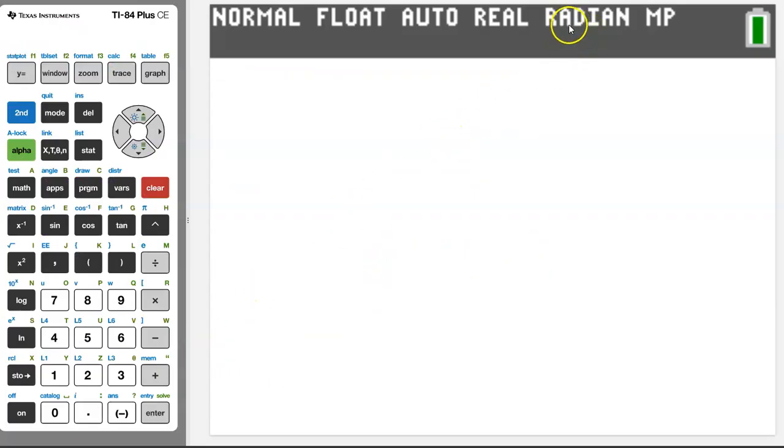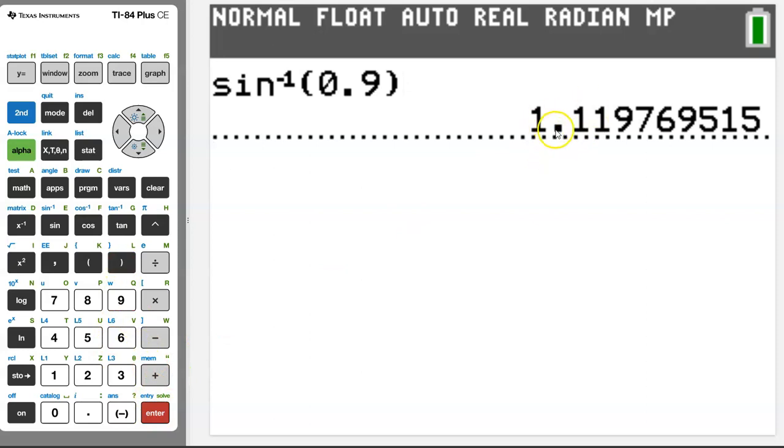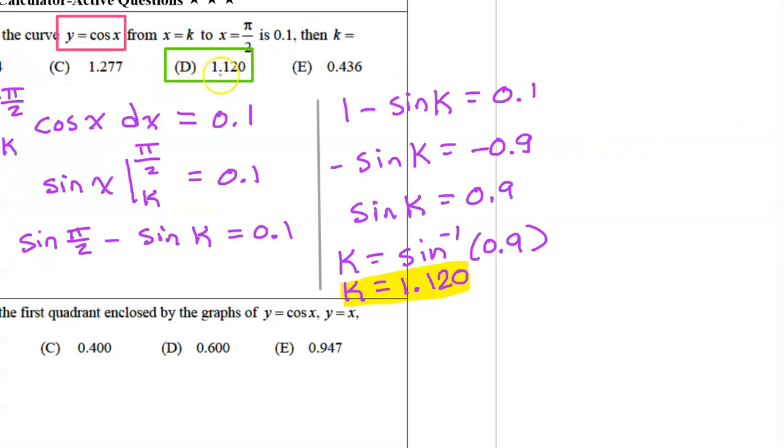Make sure your calculator is in radian mode. And we do the inverse sine of 0.9. 1.119, or if you round, 1.120. So the answer is D.